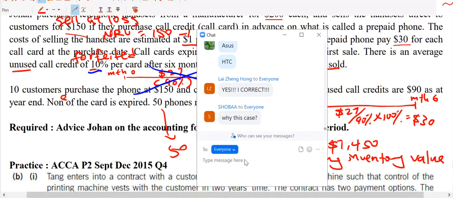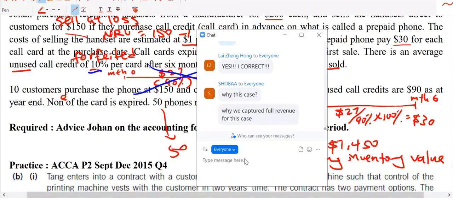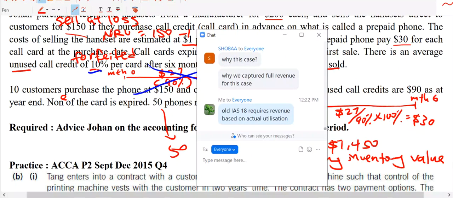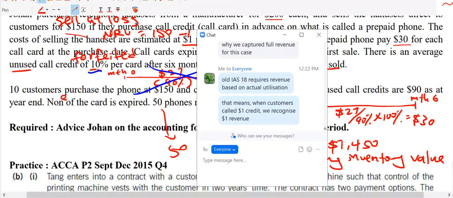What is the meaning of why this case? Why do we capture full revenue for this case? Okay, now the old IAS 18 requires revenue based on actual utilization. That means when the customer calls $1 credit, we recognize $1 revenue. Now look at the chat box now.